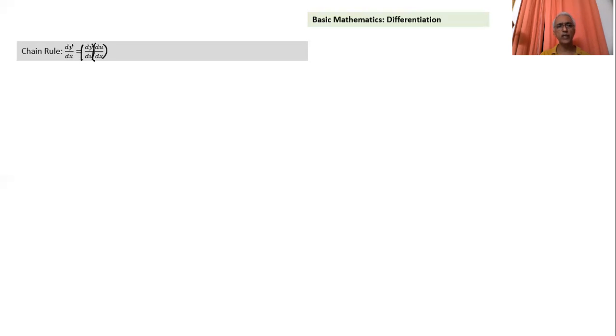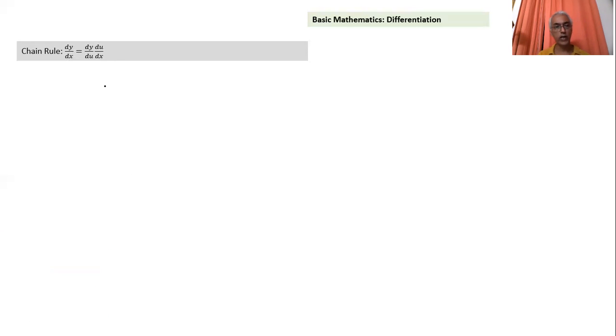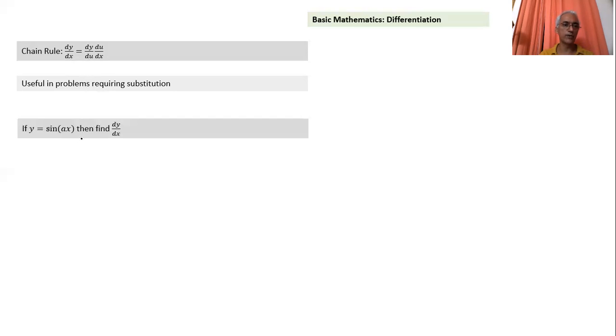But why do we write something which is simpler in a complicated form? There's a reason for it. Let's see what the reason is. It looks fairly simple, but let's look at where we use it, how we use it, and why we use it. This is typically used in problems requiring substitution. Let's see where we use it.